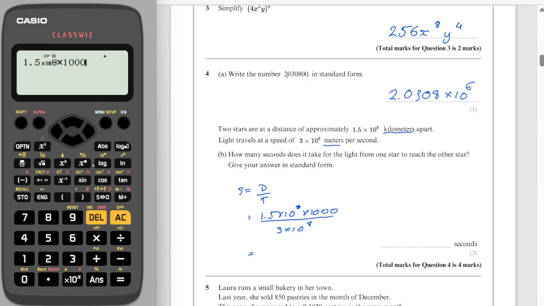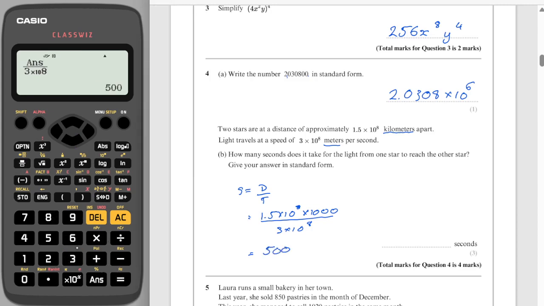So I've got my denominator in the wrong place, but that's okay. And I want that over 3 times 10 to the 8. So that's going to give me 500. So I then need to convert that into standard form. So that's going to be 5 times 10 to the, and I've moved it 2 places.